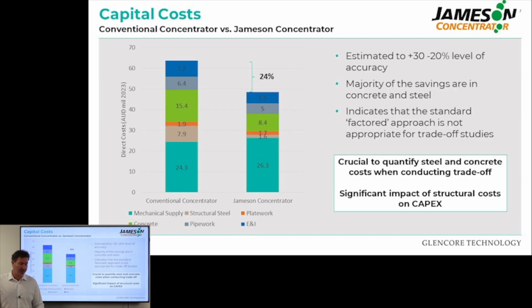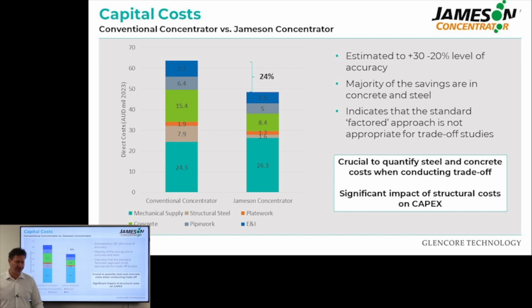Now, look at the capital costs. Obviously, these savings in steel and concrete all drive the savings in the capital costs. This capital cost was estimated to a minus 20 to 30% level of accuracy. And it turns out that the Jameson concentrator can save about 25% in direct costs for this project compared to a conventional concentrator.